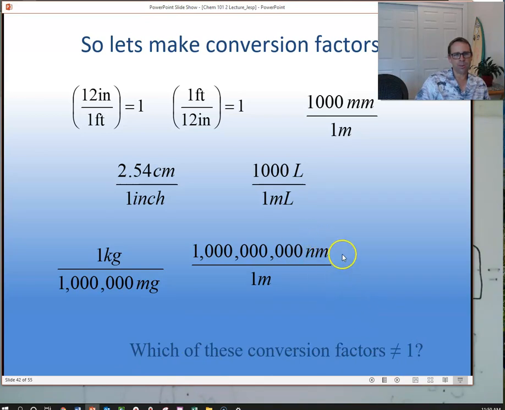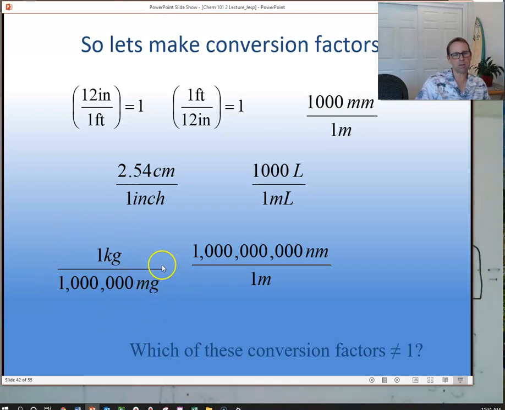Do you remember nanometers? Is that right? Is it a billion nanometers for every meter? Is that right? Yeah. That's right. How about inches? Which one's wrong? The kilogram? 1 kilogram is 1,000,000 milligrams. I think 1 kilogram is 1,000 grams. So therefore it would be 1,000,000 milligrams. So I think that one's right.